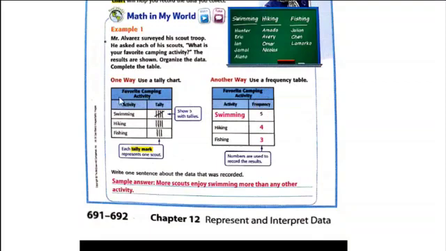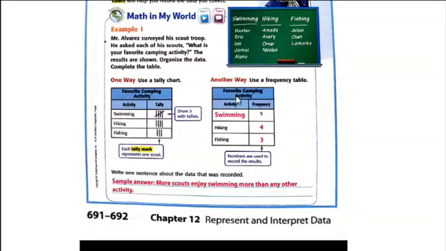This chart, called favorite camping activity, is divided into two columns. First column called activity: swimming, hiking, fishing, okay? And these lines called tally marks. These lines represent a tally chart, and this is called a frequency table.